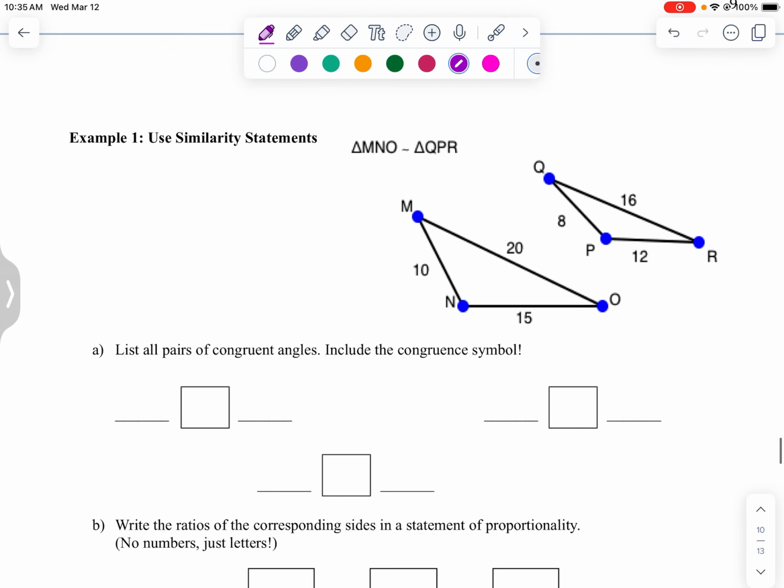All right, turn to the next page. Let's just do example 1. Here it's saying that triangle MNO right here is similar to triangle QRP. This one right here, QPR, sorry. So we have to match my angles. If I'm looking at this triangle, again, M and Q are matching, N and P are matching, and then O and R are matching. And if you want, you can use your highlighter.